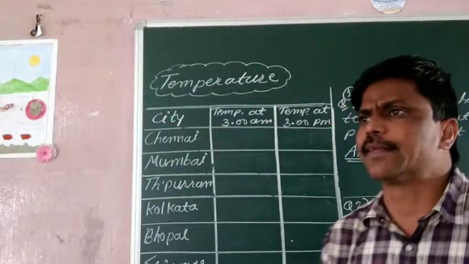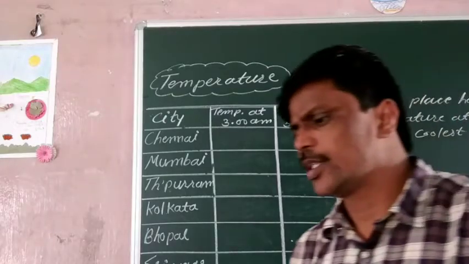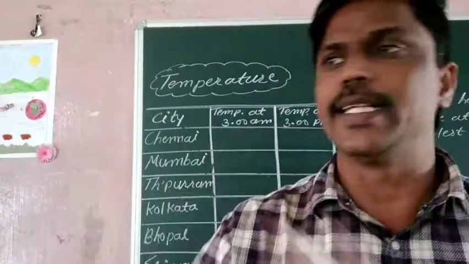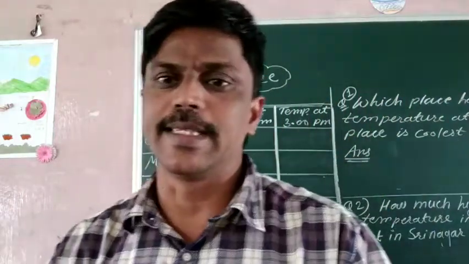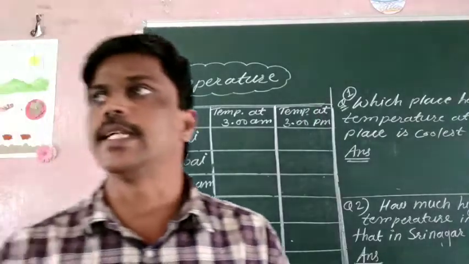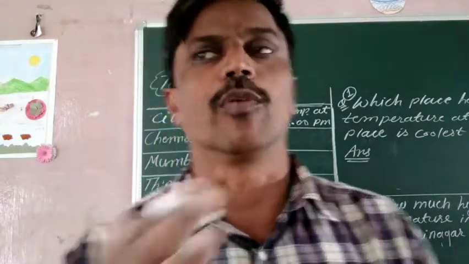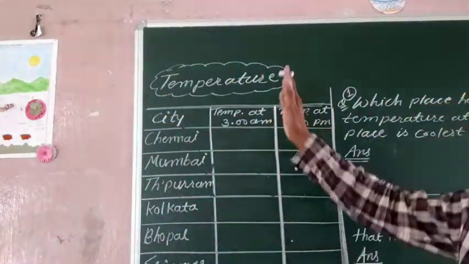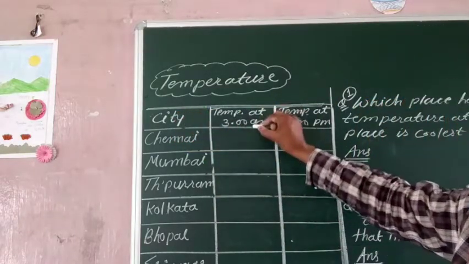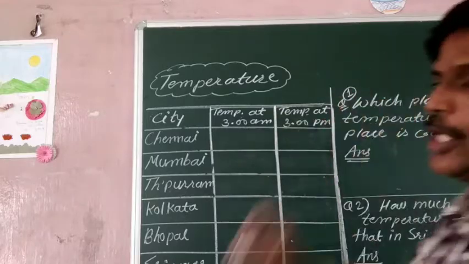Sometimes you may have heard in the news, or read in your newspaper, that today's temperature of Delhi is like this. This type of temperature news you can see in your weather report. Now, there are 3 columns: city, temperature at 3 AM, and temperature at 3 PM.